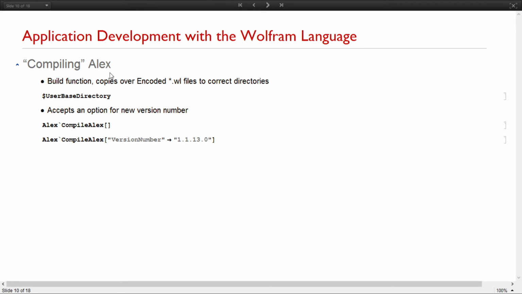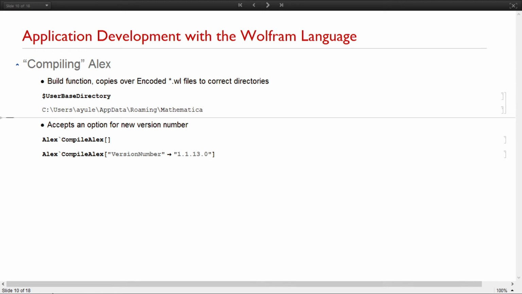So all of us have written Mathematica code. We know that there's no compiling, and that's what's great about it. I did want to have something that would allow me to build Alex, and what it basically does is I wrote this function that compiles Alex, and it takes the file as a package, and it moves it over to the appropriate user base directory for Mathematica and for the CDF player, and then in the process it encodes it so that it's protected and you can't view it in raw text form.